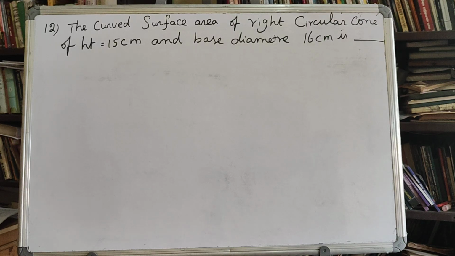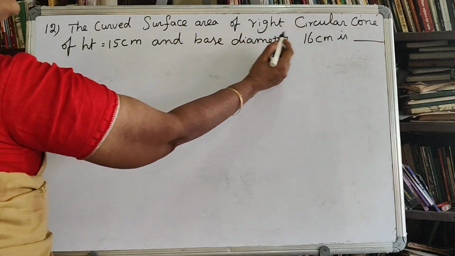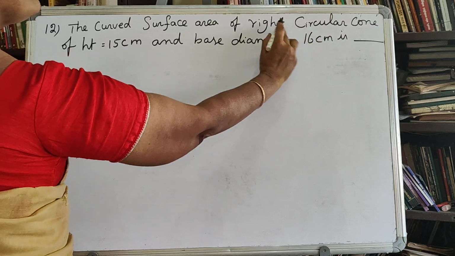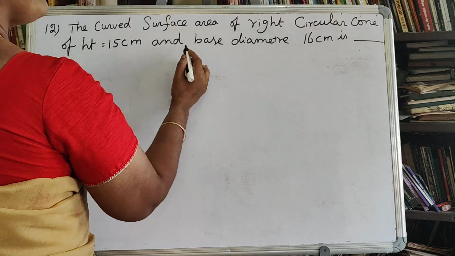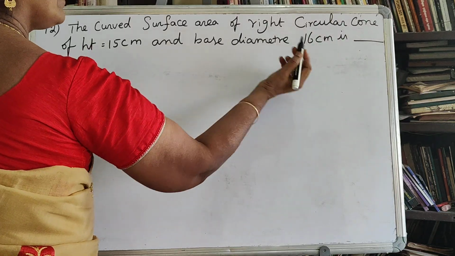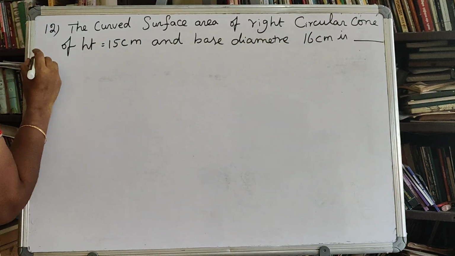Next question. The curved surface area of a right circular cone of height 15 centimeter and the base diameter is 16 centimeter is dash. Now its solution.